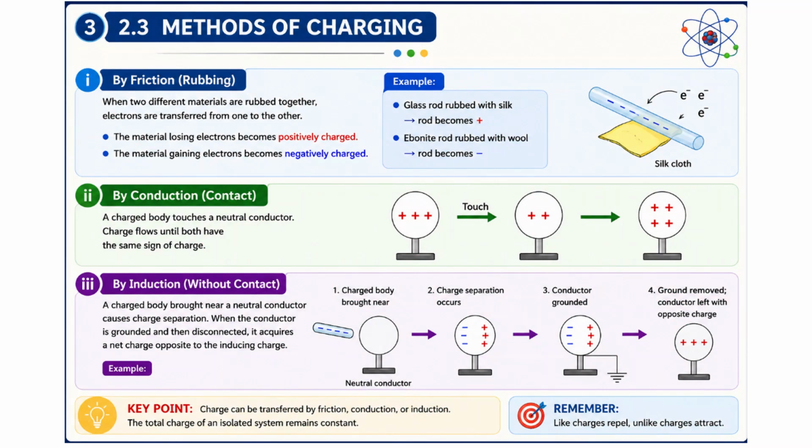Now, this third method is where physics gets really more interesting. With induction, we charge an object without any physical contact between the charged body and the conductor. So how on earth is that possible? This is the question. So let's walk through the 4 steps shown on my slides in the purple color. That is the last method we are talking about.